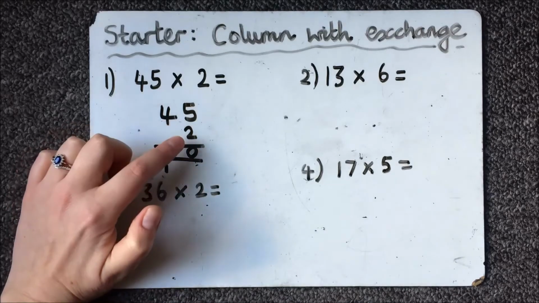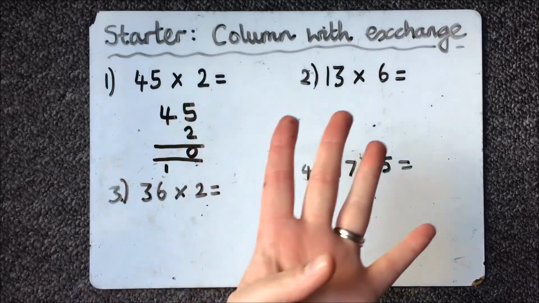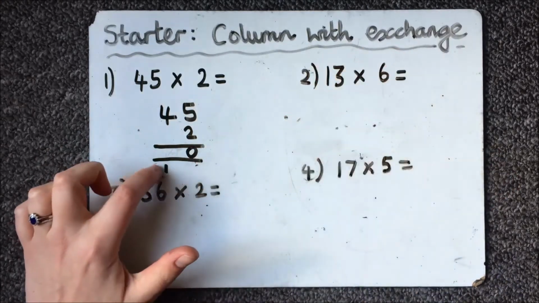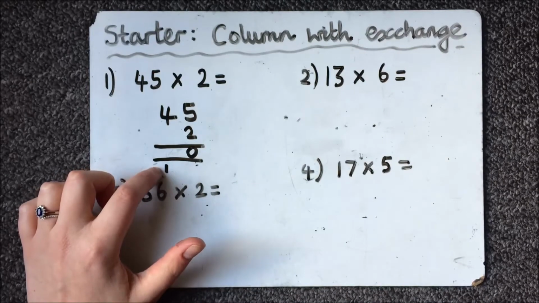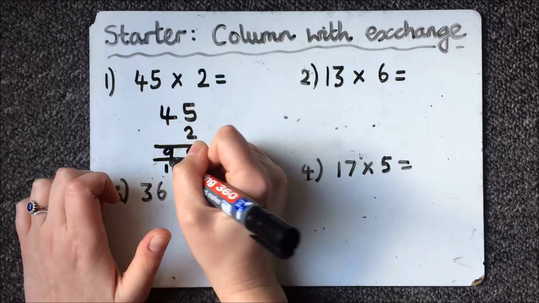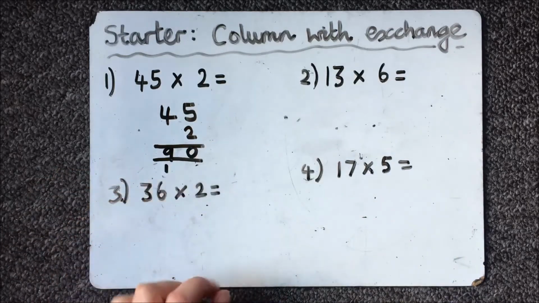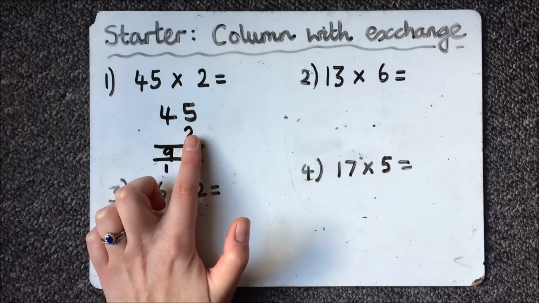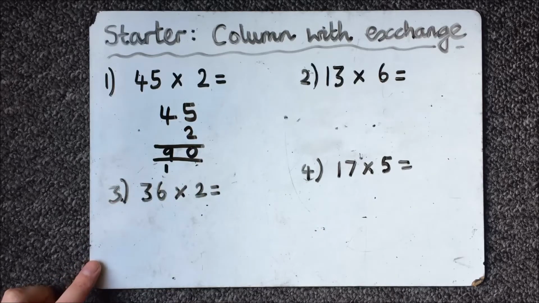Then we do 4 10s times 2, 4 fingers up, counting 2s, 2, 4, 6. That's 8 10s. And this one says, I know I'm new, but don't forget me. 8 10s, add 1 10 is 9 10s. So our answer is 90. If we didn't have that 0 as a place value holder, we would think our answer is 9. So we need that as a place value holder.